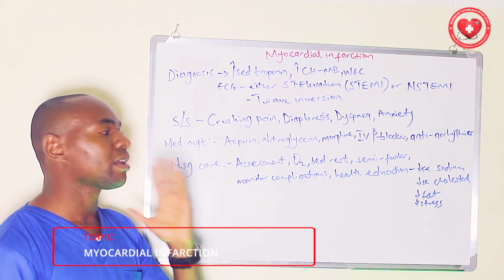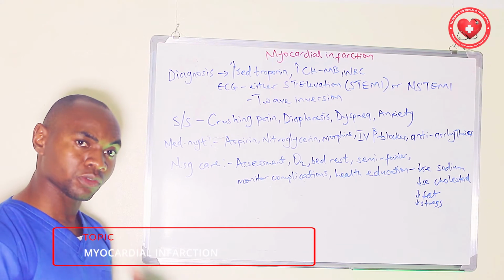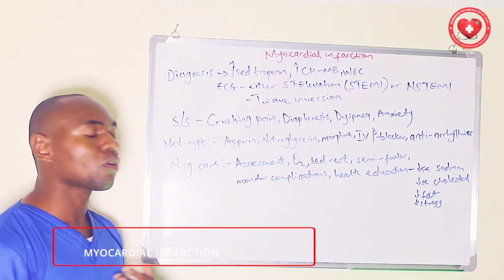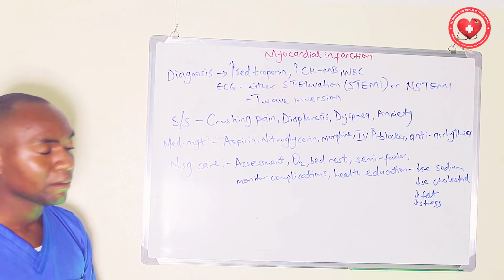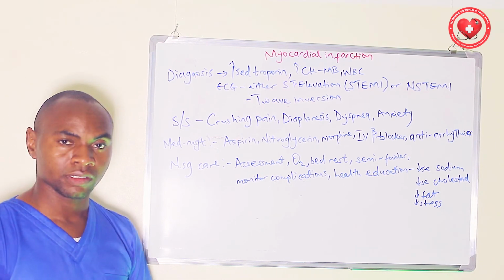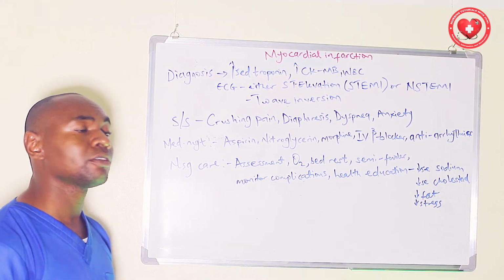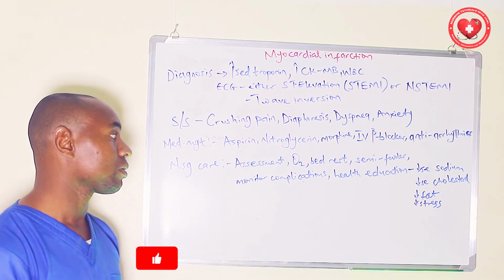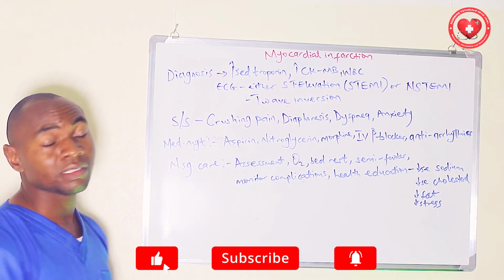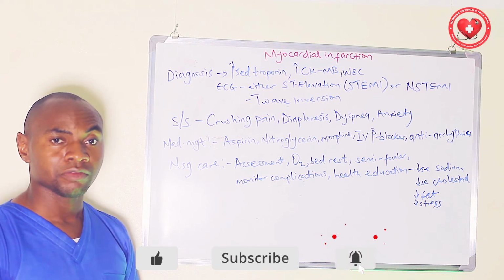Then also health education. In the patient's diet, there should be low sodium, low cholesterol, and a low-fat diet. Then also there should be low stress. Also, certain lifestyle activities like smoking should stop. It is not recommended at all. So with this, we've come to the end of myocardial infarction.